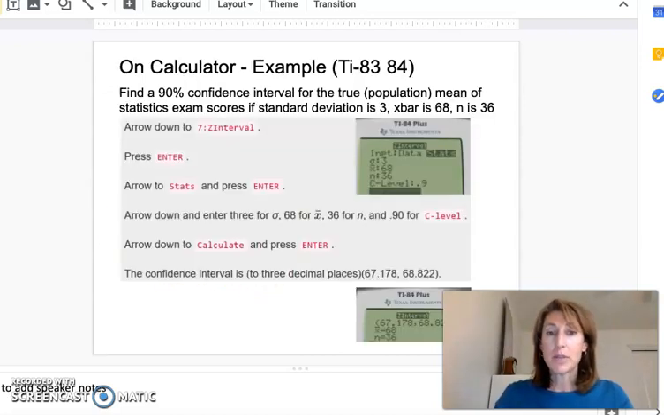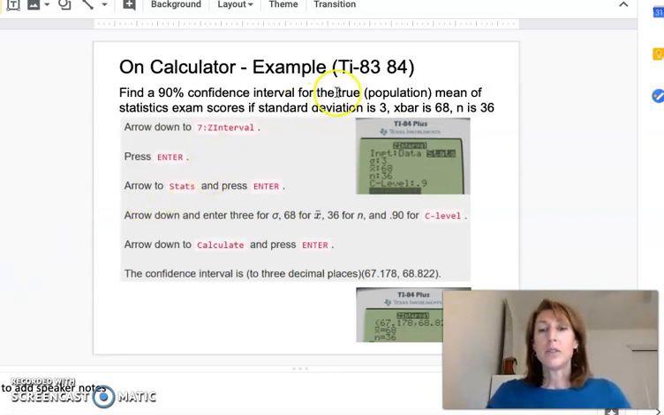Okay, don't fret because we can do all this on our calculator. So let's just say we want to do a 90% confidence interval. What we would do, if our standard deviation is 3 and our x bar is 68 and our n is 36, is we would arrow down to z interval.